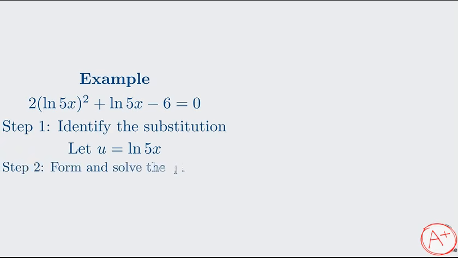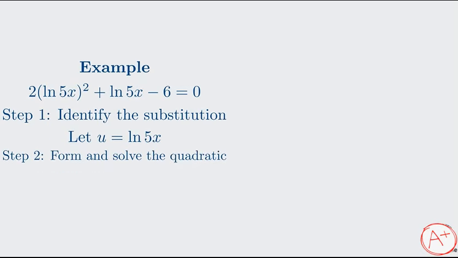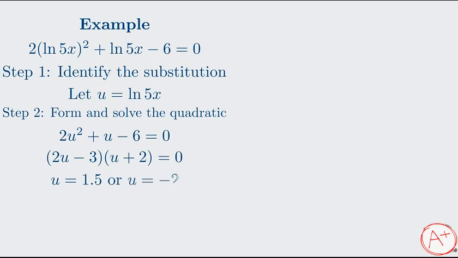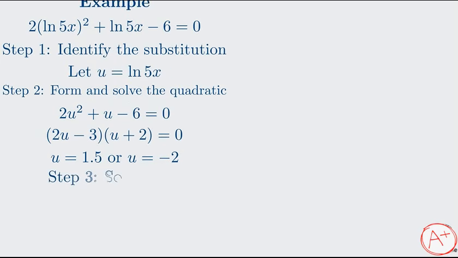Step 2. Form and solve the quadratic. Our equation becomes 2u squared plus u minus 6 equals 0. Using the AC method or inspection, this factors to (2u minus 3)(u plus 2) equals 0. Setting each bracket to 0 gives u equals 1.5 or u equals -2. Step 3. Solve for x.